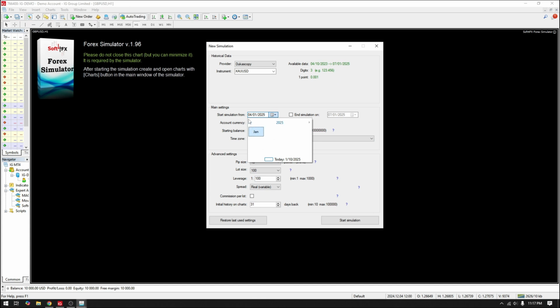You can download this software. You can constantly download data in it as well, so keep it updated. Make sure you've always got the up-to-date charts on there. Just leave that as it is. All right, fantastic. Pip size, I think we need to set that to 100. All right, we start a simulation.